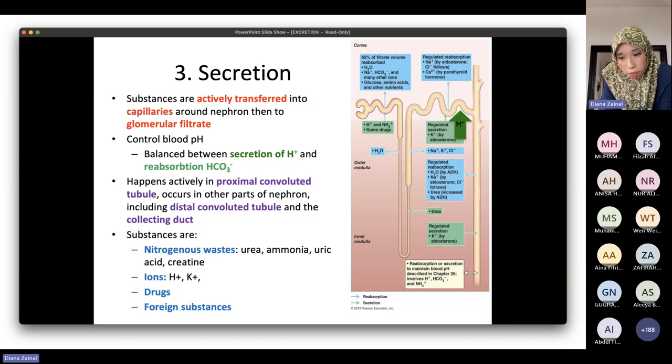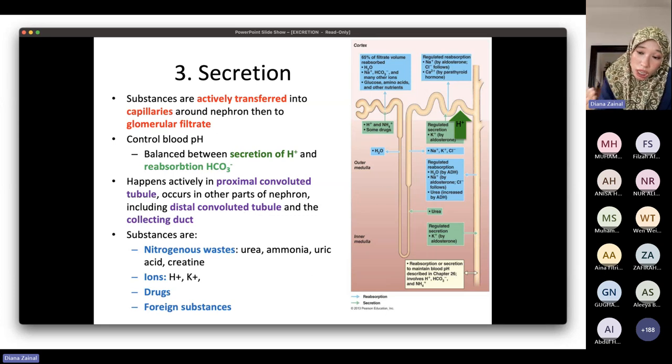ADH meaning bila ADH tu akan dihasilkan? When you are exercising, when you lack drinking water that day, kurang minum air, and if you're eating a lot of salty food, like potato chips and all, which is really high in salt. Or you're fasting that day. These are the conditions that are going to trigger the production of ADH.